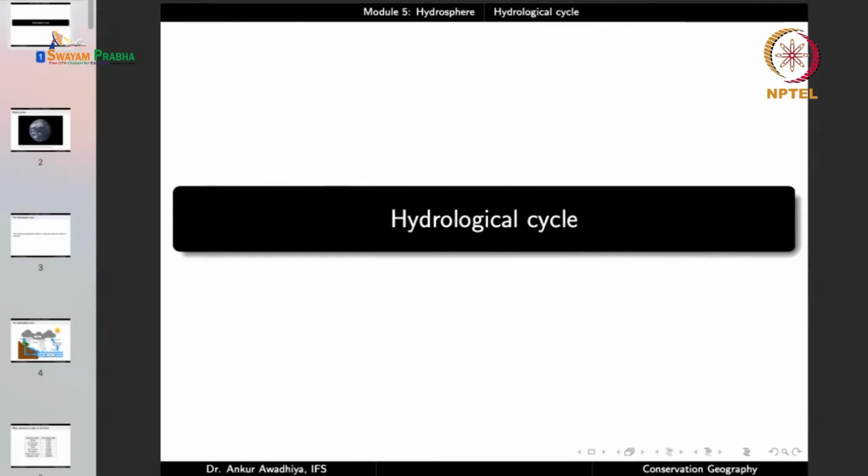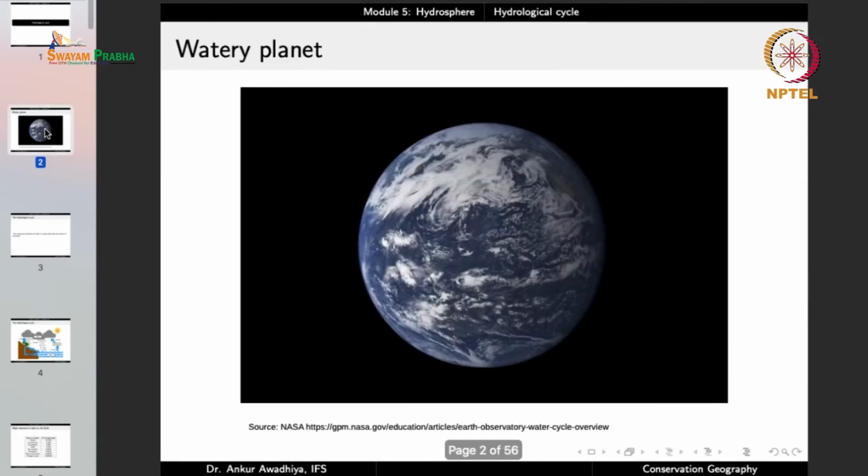Namaste. We carry forward our discussion on the hydrosphere, and in this lecture we shall have a look at the hydrological cycle or the water cycle. Now we have seen before that the earth is a watery planet. A large portion of the earth, as much as around 70% of it, is covered with water bodies including seas and oceans. Now we also have water on the surface, above the surface and below the surface of the earth.